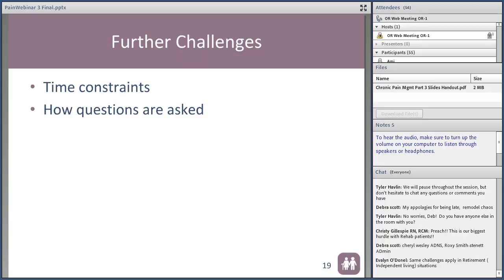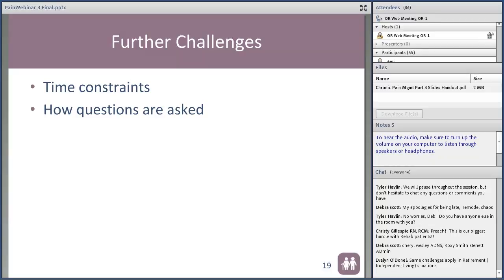We also are always dealing with the time constraints. We live a very busy life, a lot of demands, a lot of different things that we have to assess our residents for and plan for, and we definitely understand that.